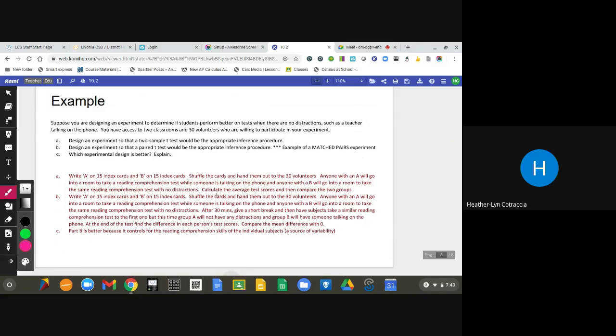So to decrease that variability, what we could do is what we call a matched pairs experiment. We have talked about this a couple times, but matched pairs is when you do the same thing to the same person. So what we would do, still randomly assign students to different rooms. Write A on 15 index cards and write B on 15 index cards. Anyone with an A goes in one room, anyone with a B goes in another room.